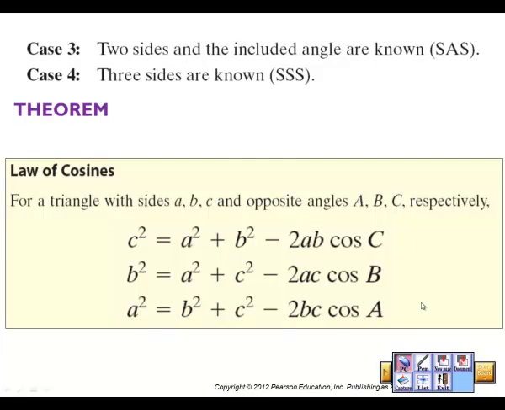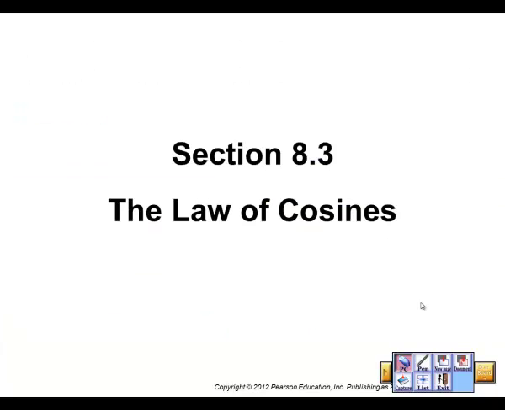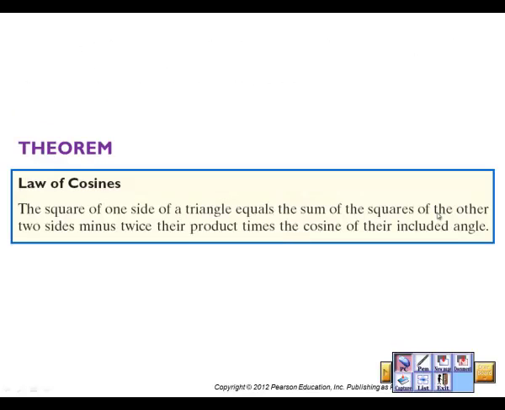Alright, now we're going to move on to the law of cosines, section 8.3. Now, if we don't have an opposite side with an angle in our triangle, then we can use the law of cosines. The square of one side of a triangle equals the sum of the squares of the other two sides minus 2 times the product of the cosine and their included angle.